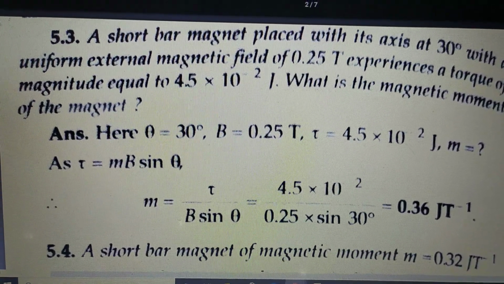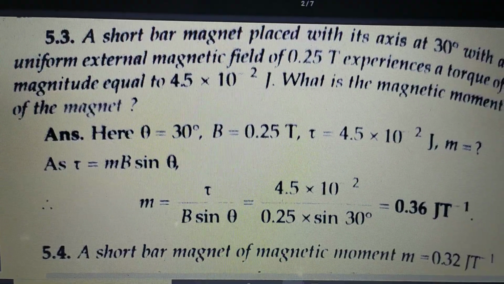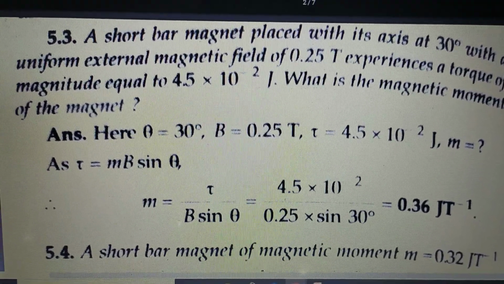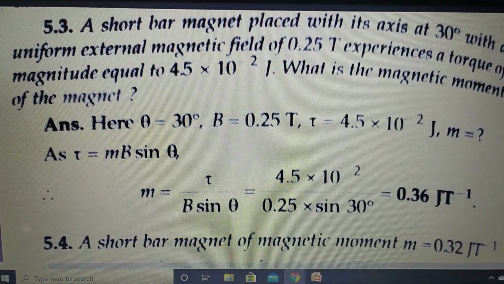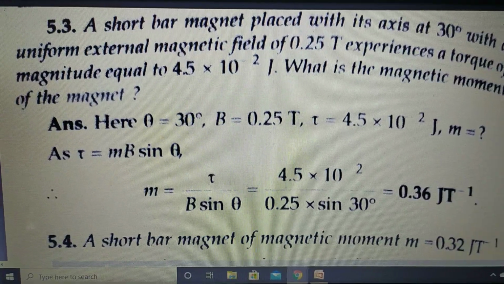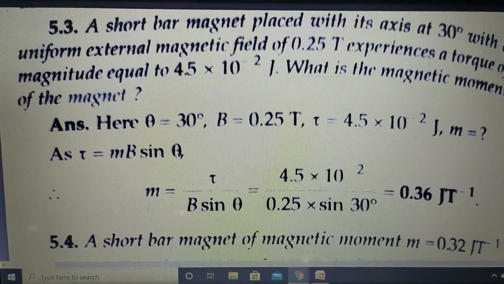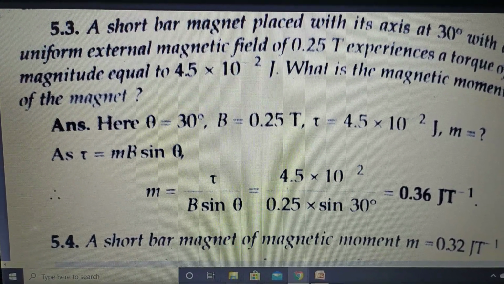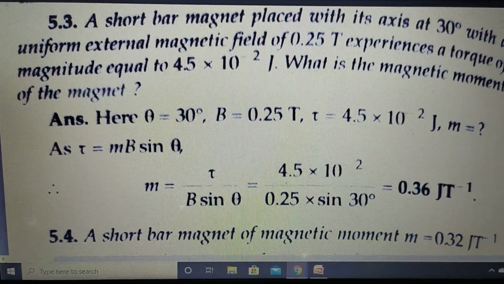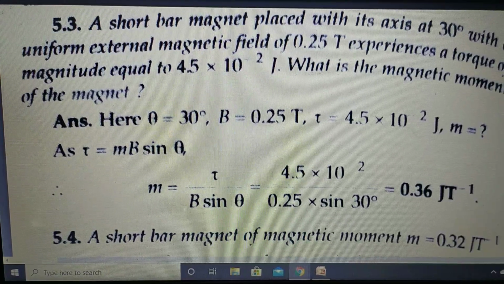What does it say? A short bar magnet is placed with its axis at 30 degrees with a uniform external magnetic field of 0.25 Tesla and experiences a torque of magnitude equal to 4.5 into 10 to the power minus 2 joules. We have to find the magnetic moment of this magnet.